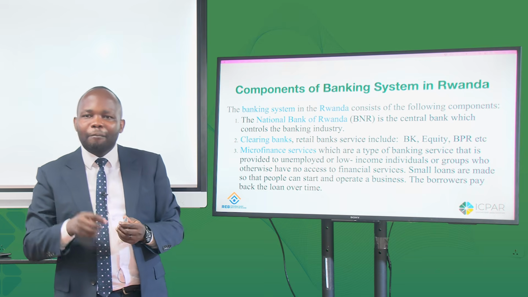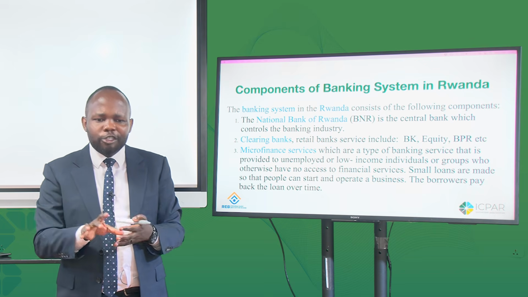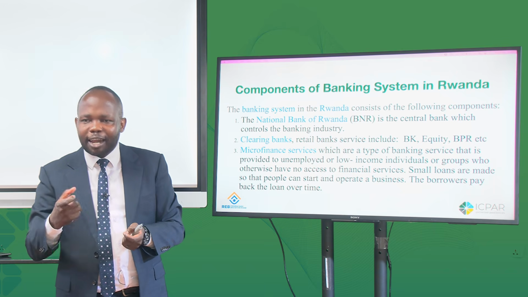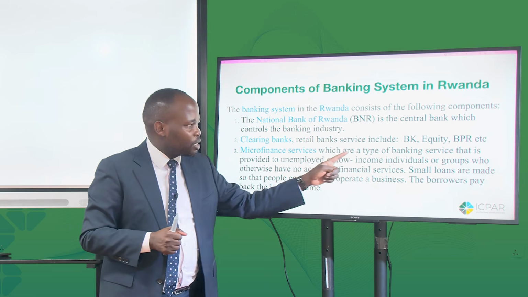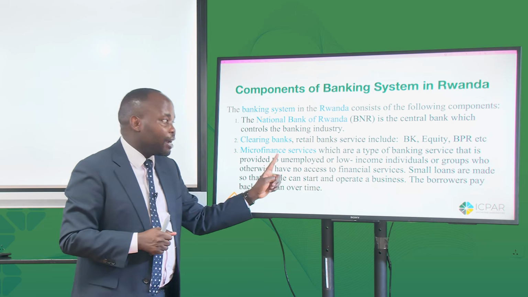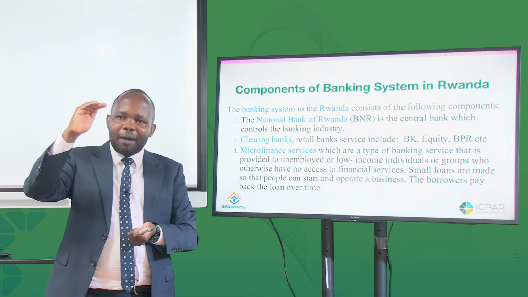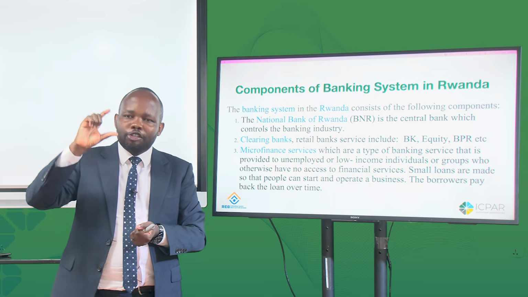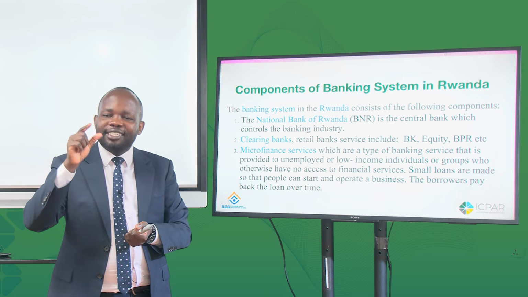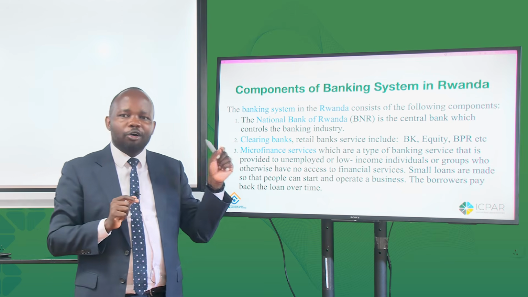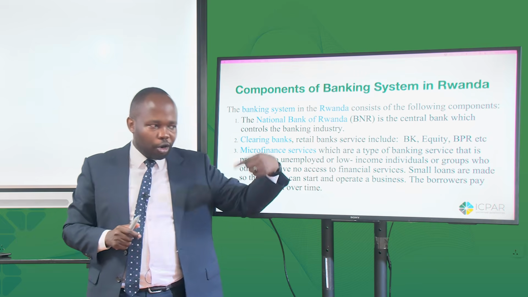And then we also have microfinance institutions, which help peasants and people with small amounts, those who are not in formal employment, to save and borrow money. Those are microfinance services, a type of banking service provided to unemployed or low-income individuals. So there are three major lines of banking under the banking system in Rwanda. At the top, we have the BNR, the National Bank of Rwanda. Remember, that's the central bank in Rwanda that regulates all the other banks. And then we have the clearing banks, and we have microfinance.